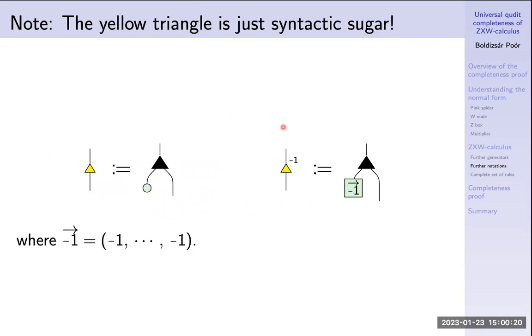Yes. So the yellow triangle is an interesting construction that has been used in a couple of instances. And in the ZXW calculus, in this calculus, we actually don't need the yellow triangle. We don't have them in our rule set. It's just syntactic sugar. Sometimes they are useful, but we actually don't really use them now.